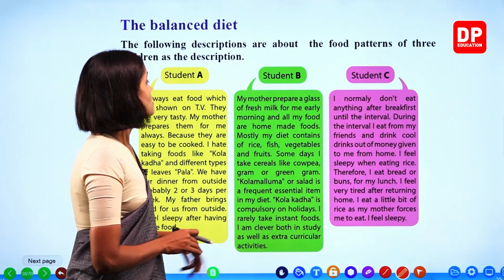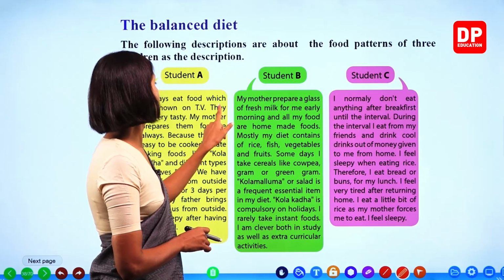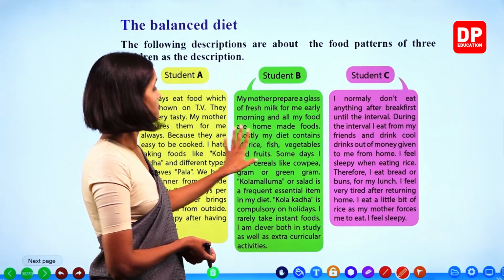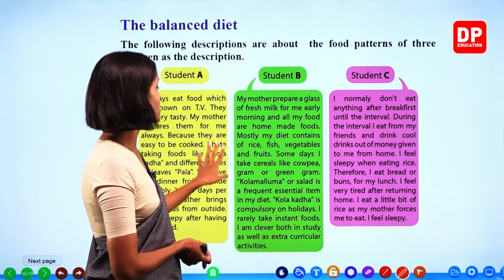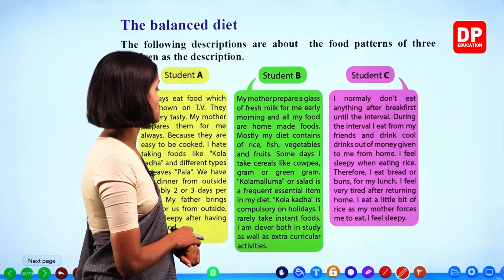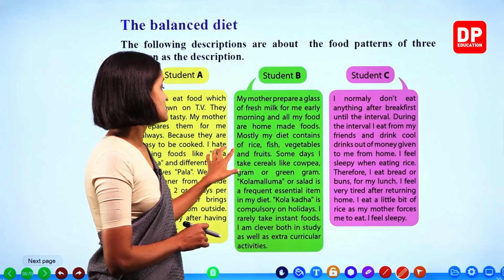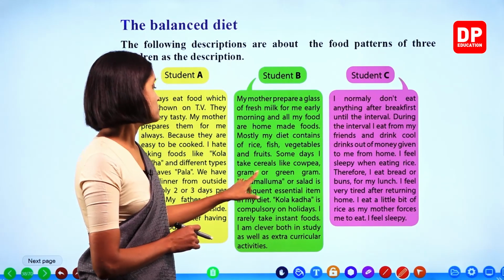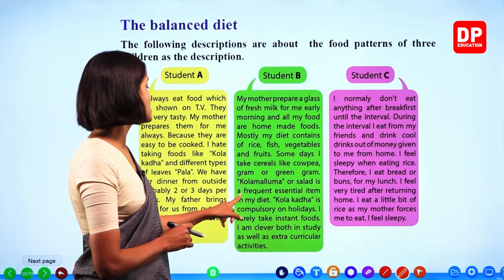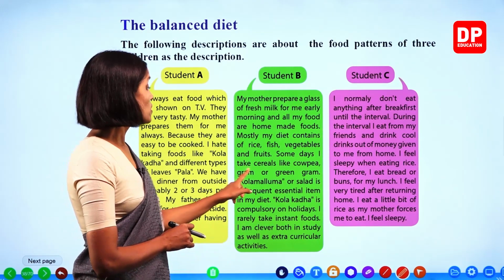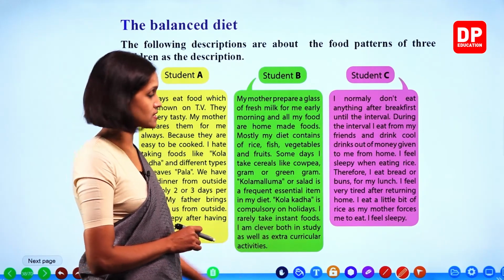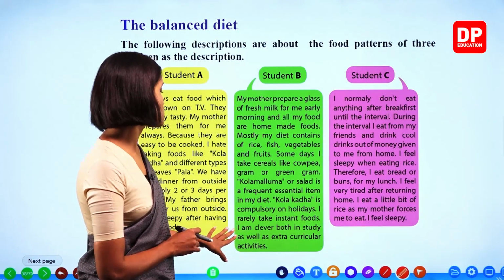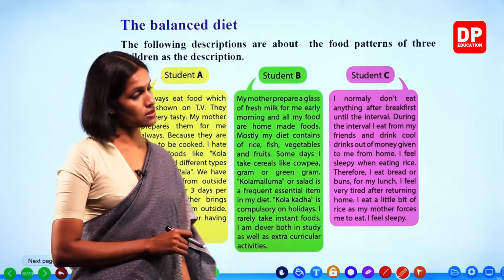Student B: My mother prepares a glass of fresh milk for me early morning, and all my food is homemade. Mostly my diet consists of rice, fish, vegetables and fruits. Some days I take cereals like cowpea, gram or green gram. Kolamalluma or salad is a frequent essential item in my diet. Kolakanda is compulsory on holidays. I rarely take instant foods. I am clever both in study as well as extracurricular activities.